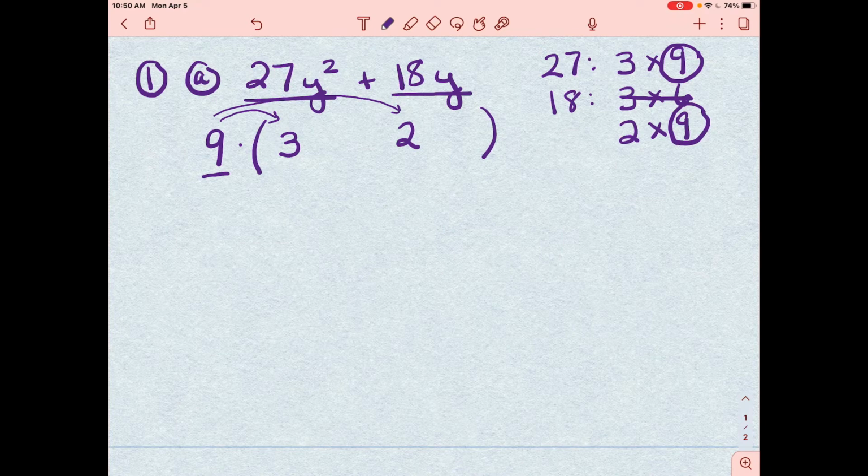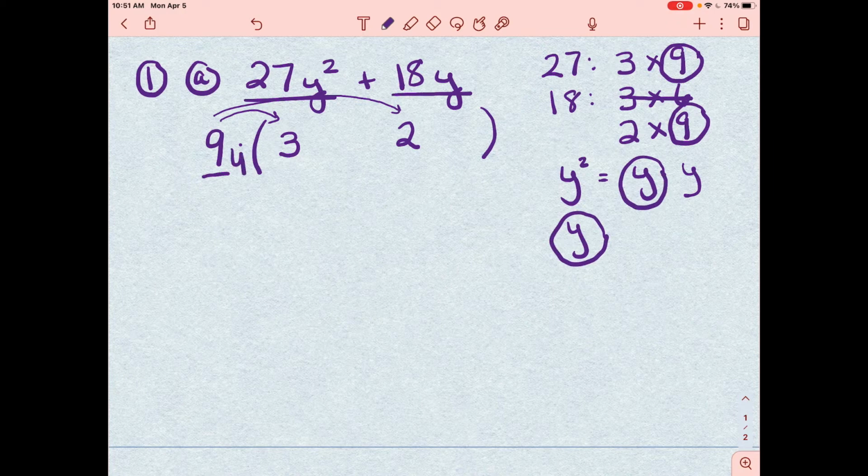Let's look at the y squared and the y. Well, y squared is the same thing as y times y. So in terms of multiplication, it has y times y. It's not that it has 2 y's, because it's not y plus y, but it has y as a factor twice. And then 18y just has y, and y is just what it is. So each of them, if we're going to ask them to contribute something equal, each of them could contribute a y.